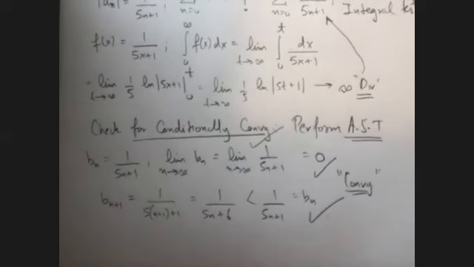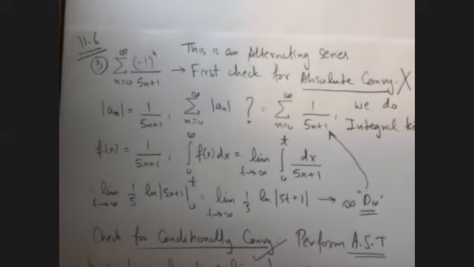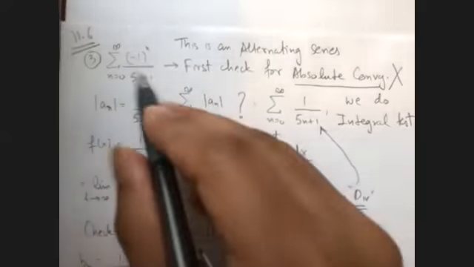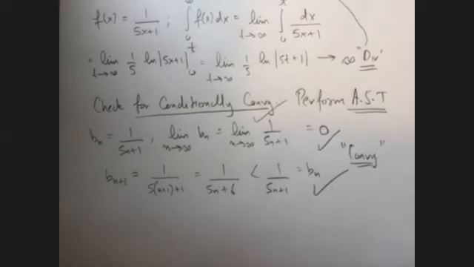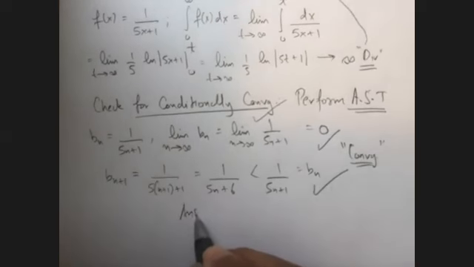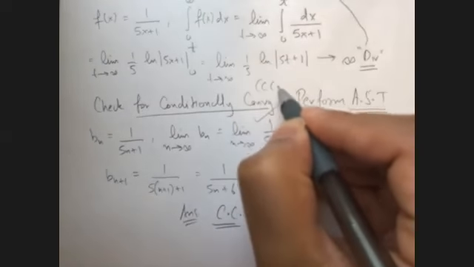So our answer then becomes: this given series is conditionally convergent. So the answer is CC, conditionally convergent, CC.